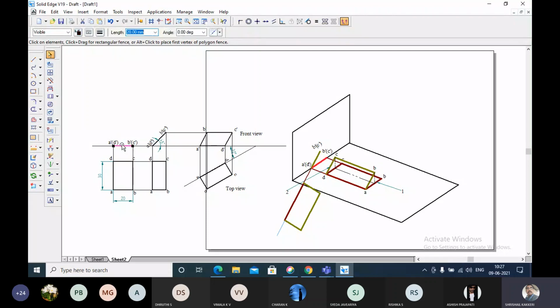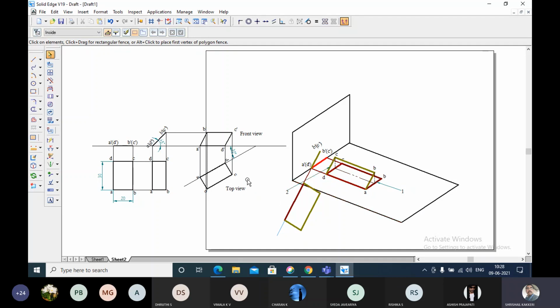This whole rectangle will be shown in this red color one. Now the second position is that when it is inclined at an angle of 45 degree to the vertical plane, its inclination can be obtained in the vertical plane. So this is the first step. The second step, I'm going to rotate it by 45 degree. This is the second position.